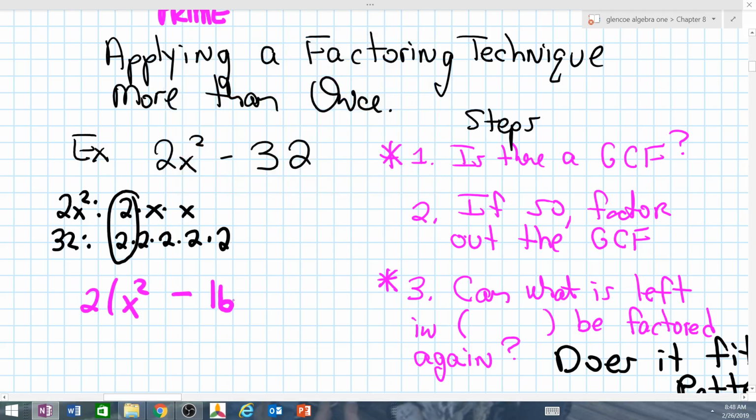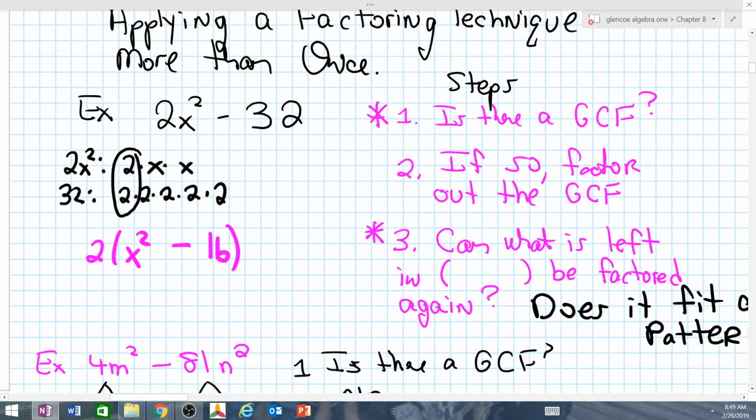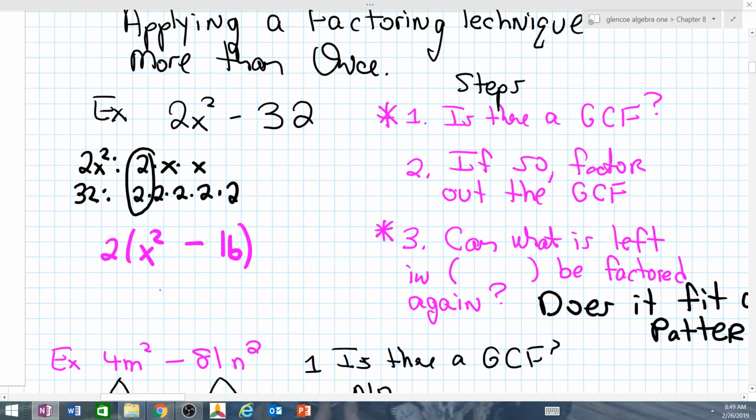Now, can what is left in parentheses be factored again? And then I've written, does it fit a pattern? Well, let's look at x squared minus 16. Hey guys, this is how you have to start thinking. When you see 2 terms in parentheses with a subtraction sign, the very first thing, if you look on your flow chart, that you should ask yourself is, is it the difference of 2 squares? Is x squared a perfect square? Yes. Is 16 a perfect square? Yes. So this would factor as 2 times x plus 4 times x minus 4.